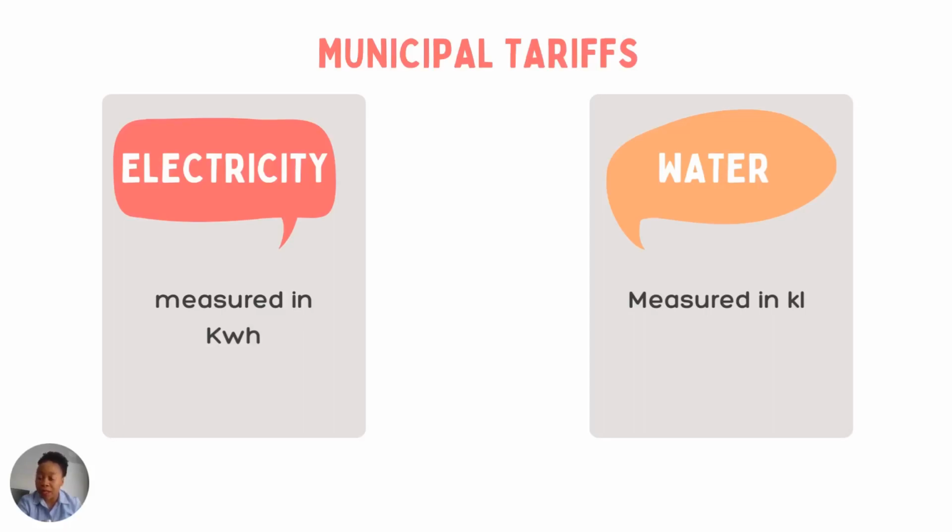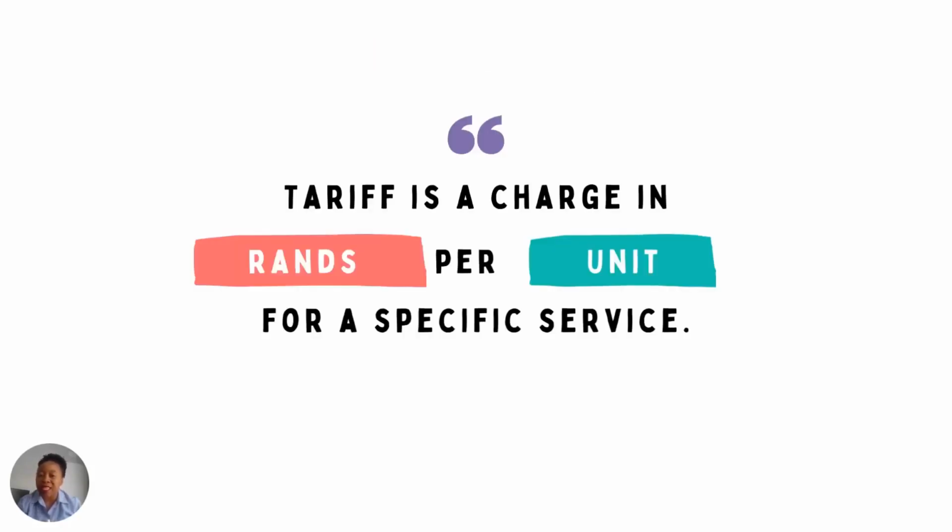So what do we mean by the word tariff? Tariff is a charge in rands per unit for a specific service. For example, let's say Eskom charges you 2 rand per unit in electricity. So that will then mean that if you use 10 units or kilowatt hours of electricity, you will calculate by taking the 10 units, multiplying by the tariff, which is 2 rand, and then you will have to pay 20 rand in total.